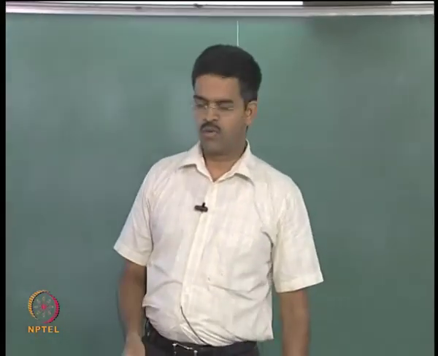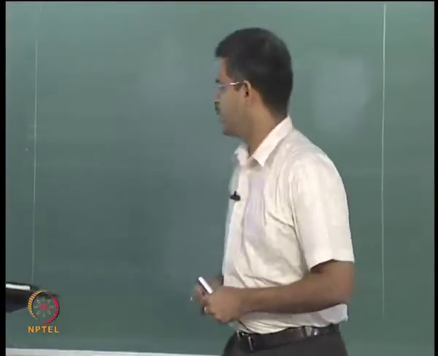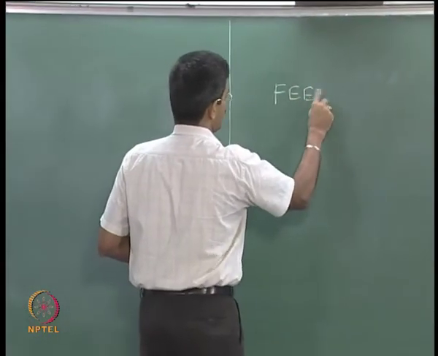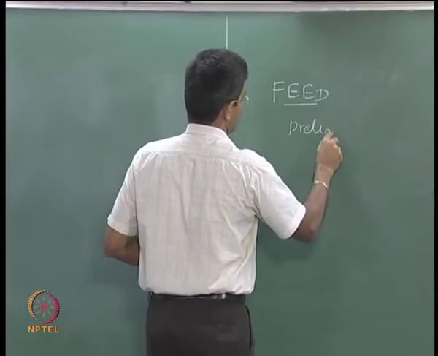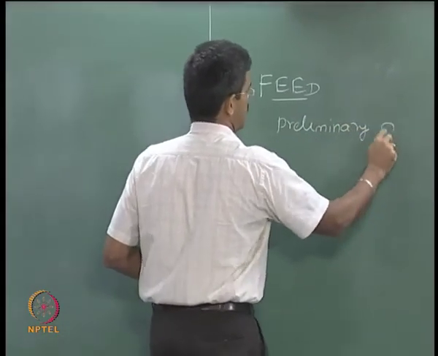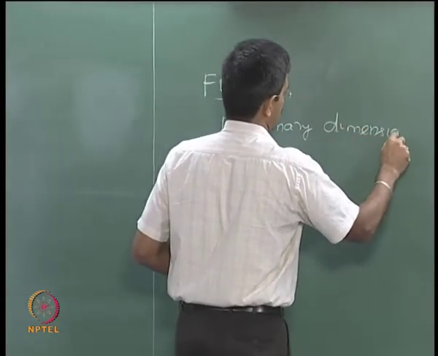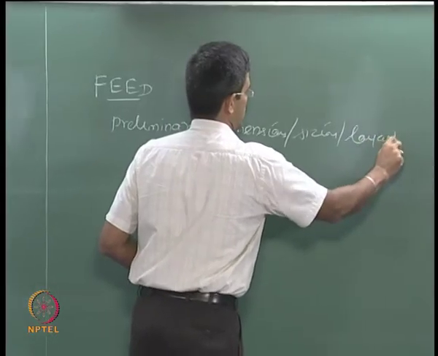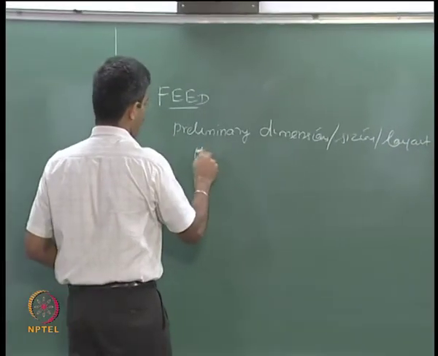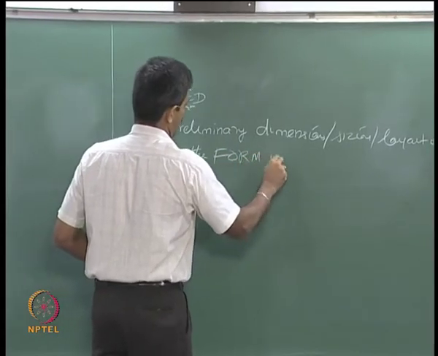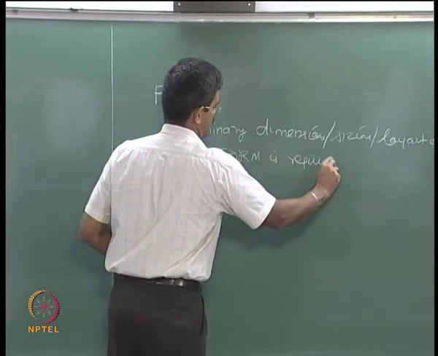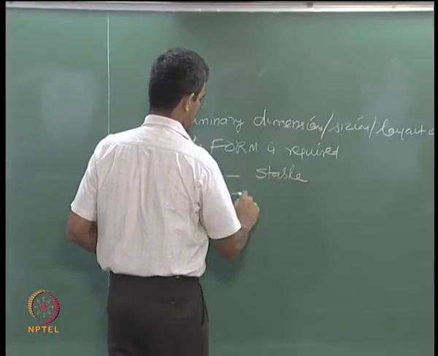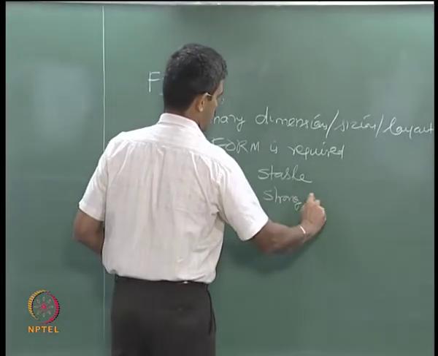In the last lecture we discussed the front end engineering design concept, where we introduced that some preliminary dimensions or member sizing or layout of the form is required to ascertain that the chosen form is stable and the chosen form is strong enough.